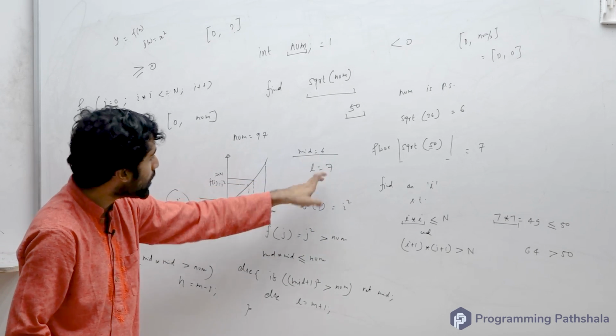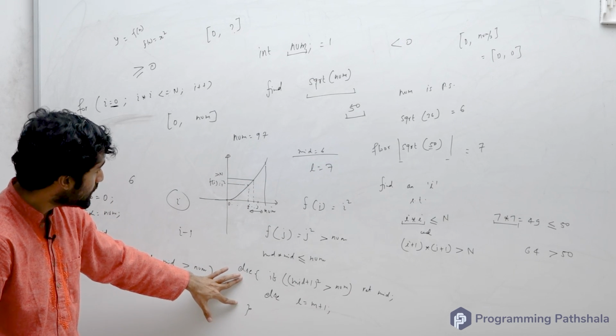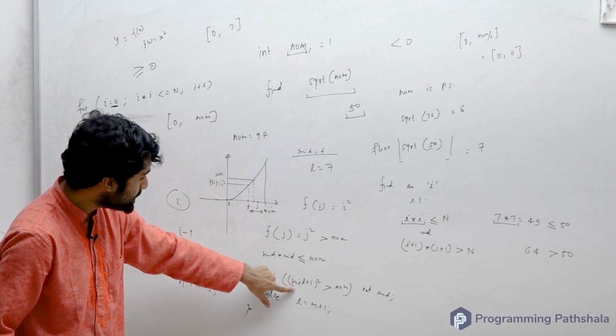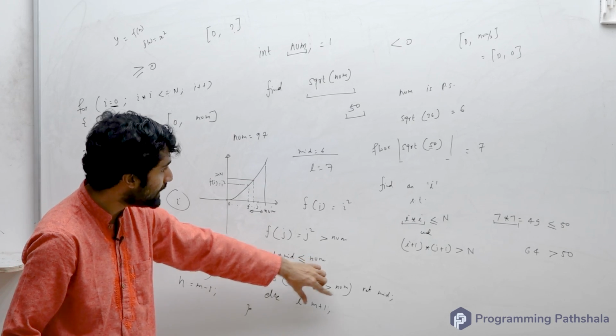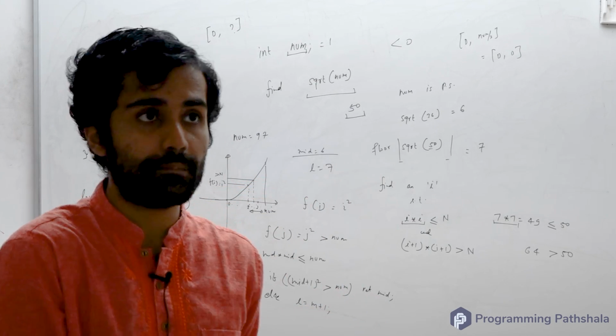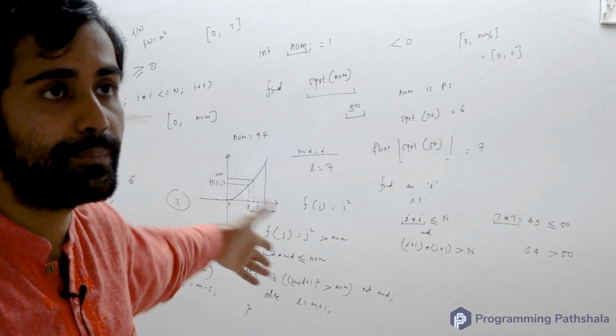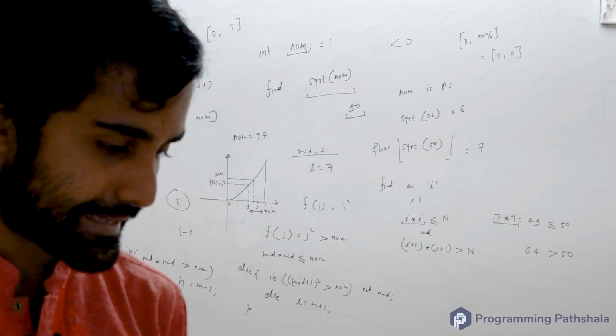And now let's say somehow your mid again became 7, then again you will come to this else case. Now for this 7, when you check, 8 square will definitely be greater than num. So if 8 square is greater than num and 7 square is smaller than or equal to num, 7 is what I want. So I should be returning the value which is 7.